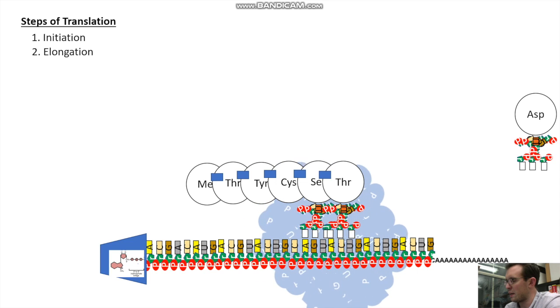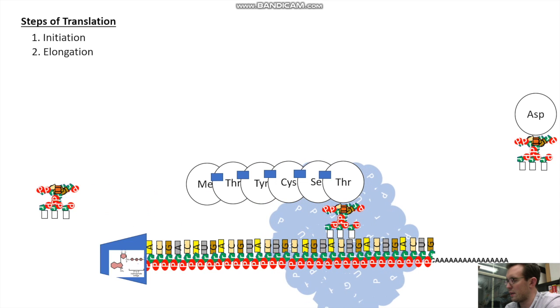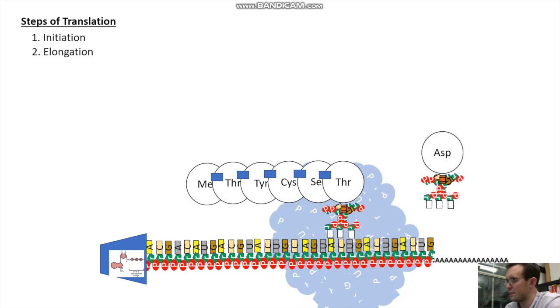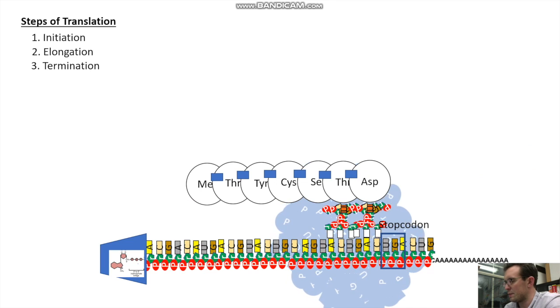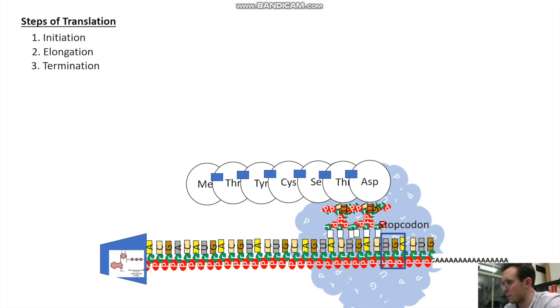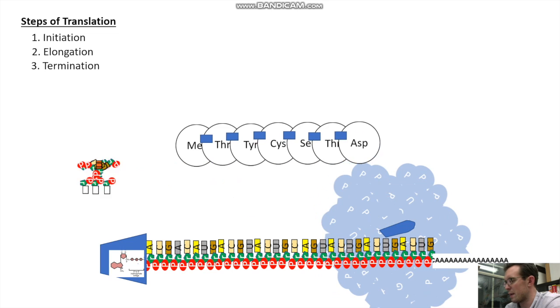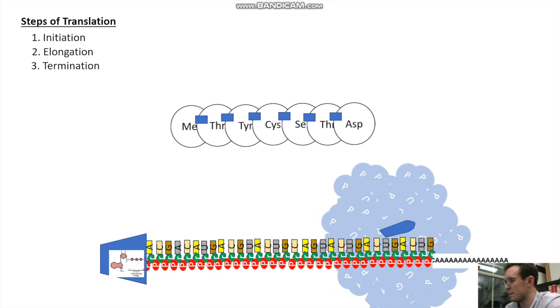And so in our example here, the stop codon we're about to reach happens to be the codon uracil, guanine, and adenine. And once the ribosome reaches the stop codon, the process of translation terminates. And in order for termination to occur, instead of a new amino acid being added, a release factor enters the ribosome, and this releases the polypeptide, allowing the polypeptide to fold into a protein.